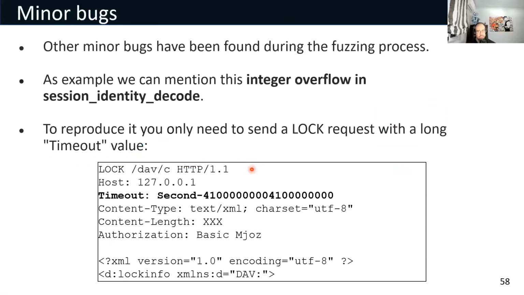During my fuzzing session, I found a lot of other minor bugs. So I would like to show you one of them, an integer overflow in the session identity decode function. In that case, this bug is not a dangerous bug, but I think that it's interesting to show an example of how trivial it is to trigger this bug. For example, you only need to send a login web-app request with a long timeout value.